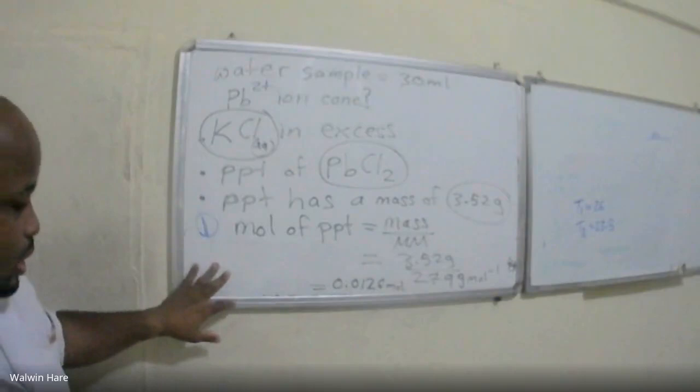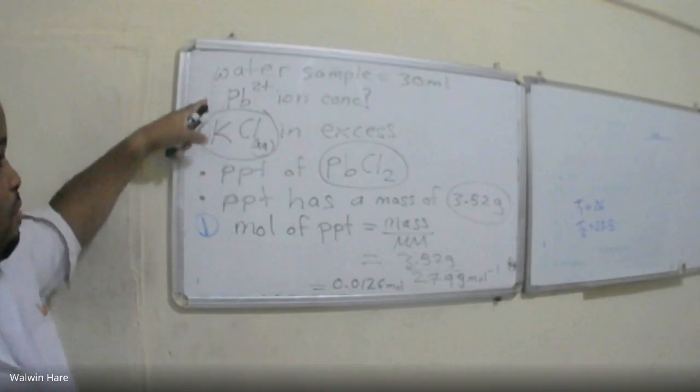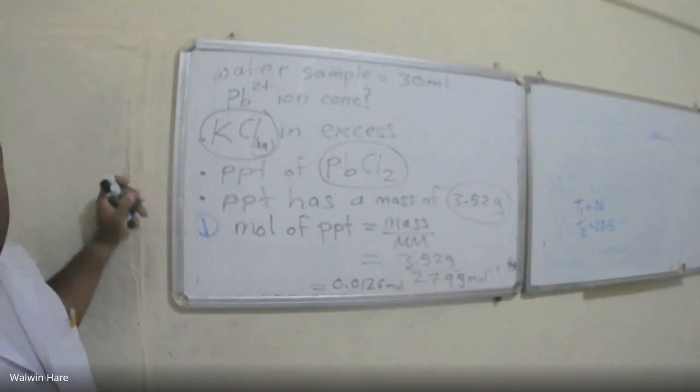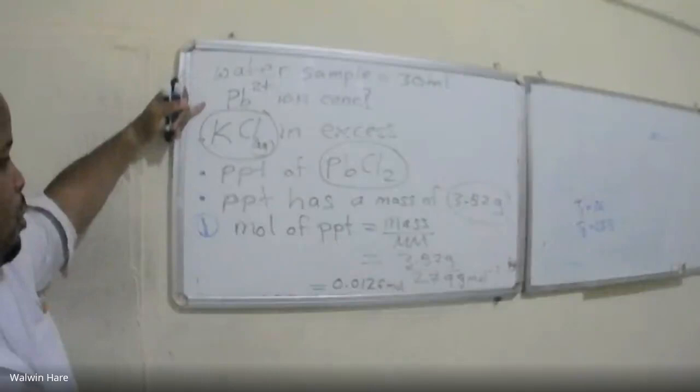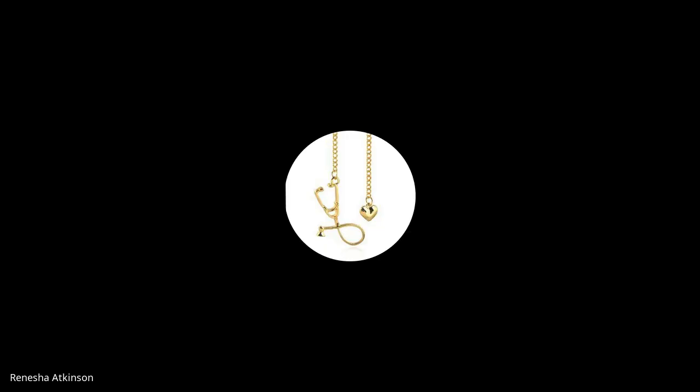The second step is to write a balanced equation. Have you written out the information already? Renisha? So what you said, sir? Was asking if you wrote out the information here. Yes, sir, I did. All right.